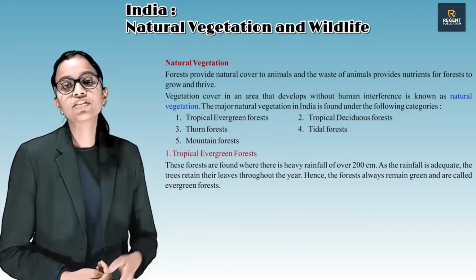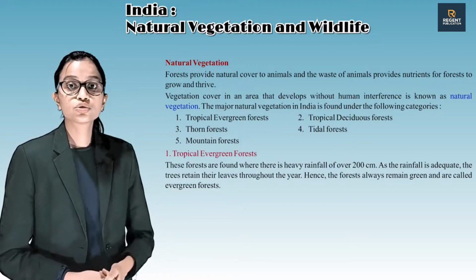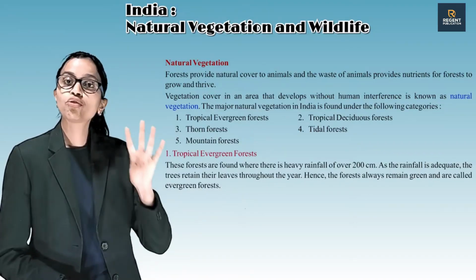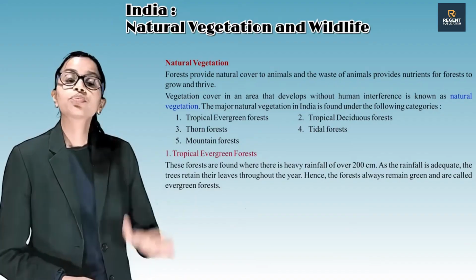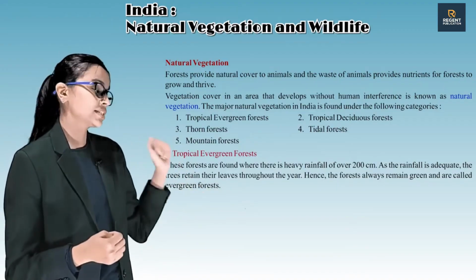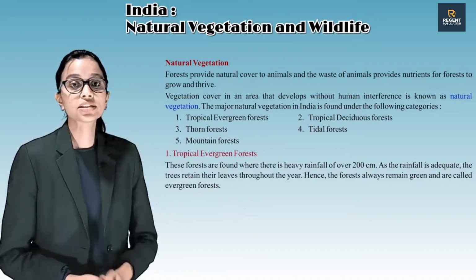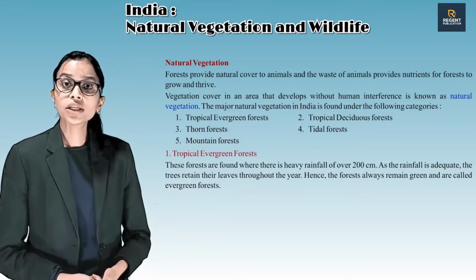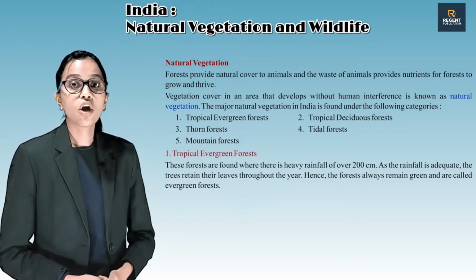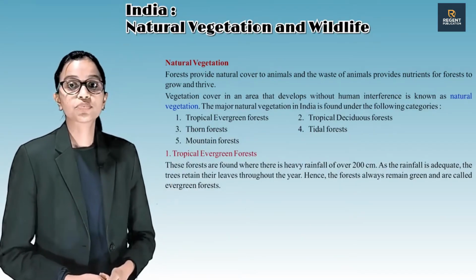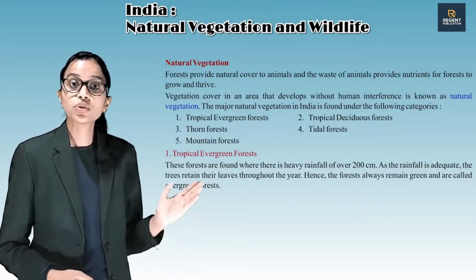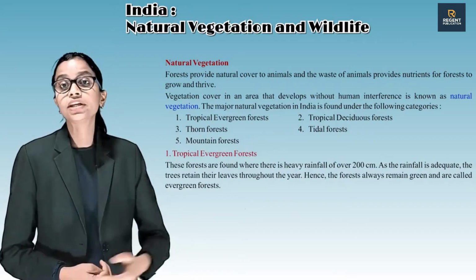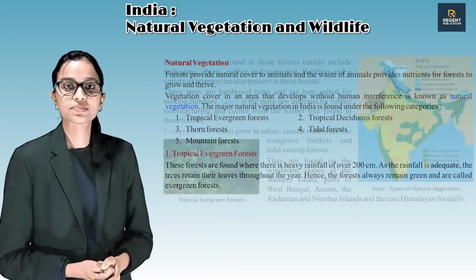First, tropical evergreen forest. Second, tropical deciduous forest. Third, thorn forest. Fourth, tidal forest. Fifth, mountain forest. The first one is tropical evergreen forest. These forests are found where there is heavy rainfall of over 200 centimeters. As the rainfall is adequate, the trees retain their leaves throughout the year. Hence, the forests always remain green and are called evergreen forests.